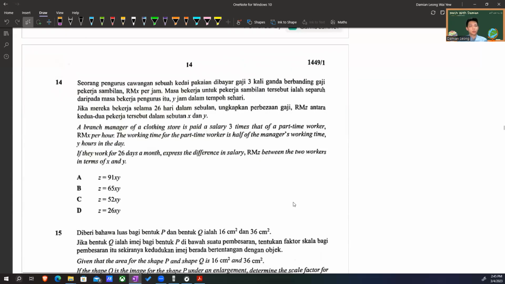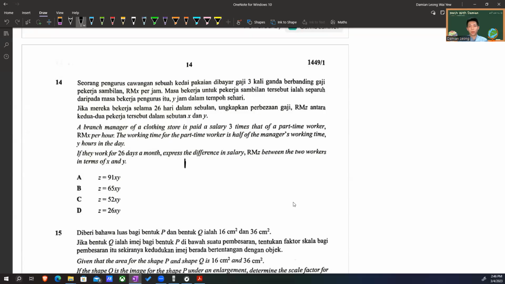Question 14. So branch manager of a clothing store is paid salary 3 times of a part-time worker, X ringgit per hour. Working time for the part-time worker is half of the manager's working time. Y hours in a day. If they work for 26 days a month, express the difference in salary, RMZ between the two workers in terms of X and Y. So I want Z equals to what? So the difference in their salary. Okay.